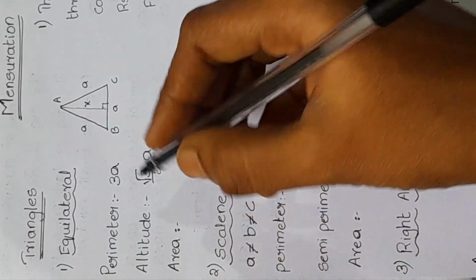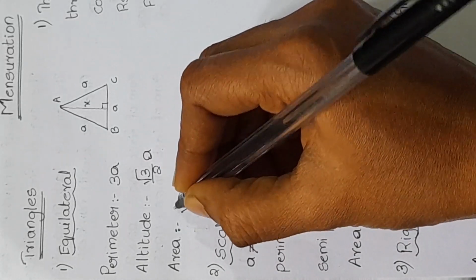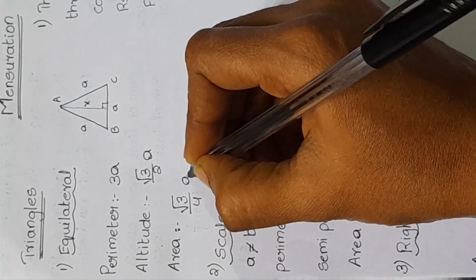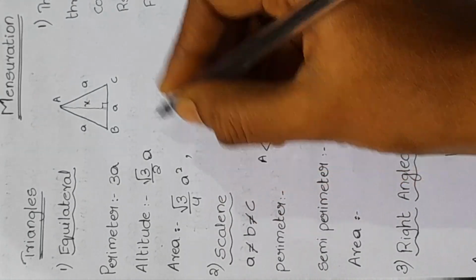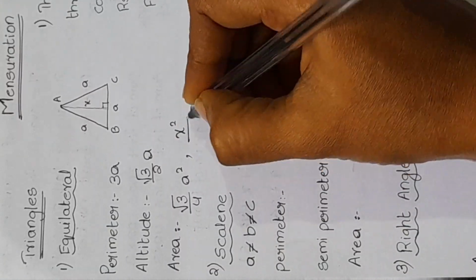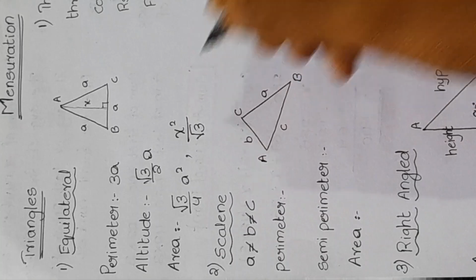And the area of the triangle is half into base into height, or otherwise root 3 by 4 A square. In the form of altitude, we can write this as x square by root 3.